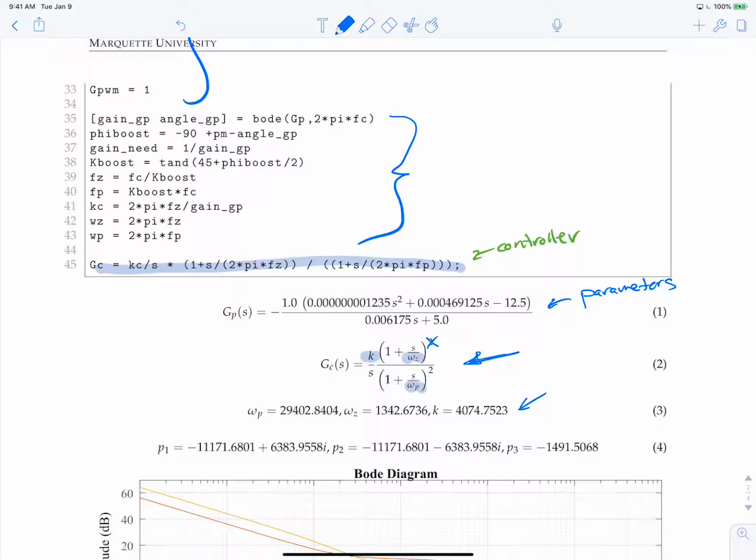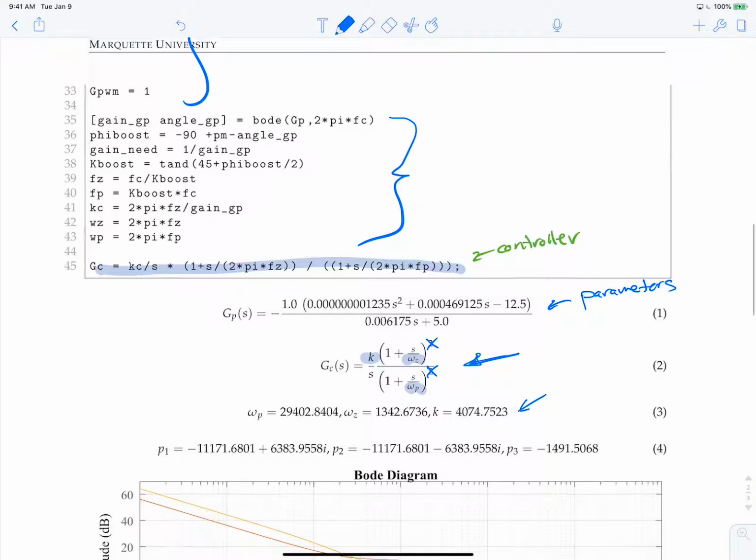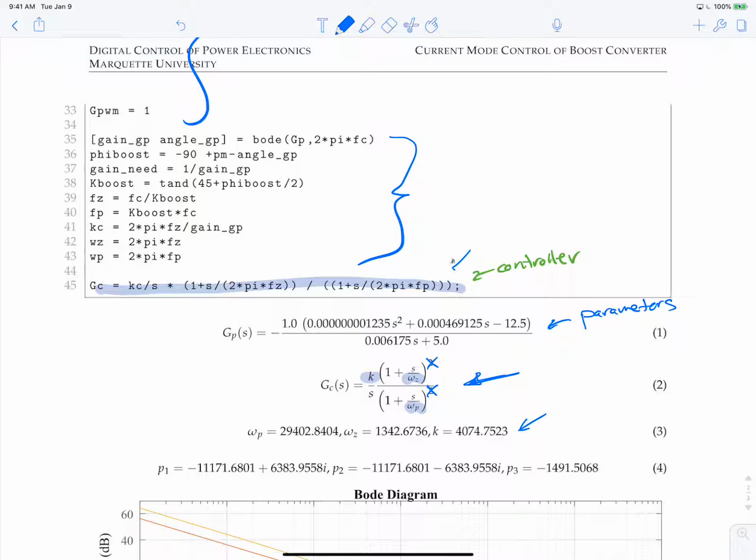And there is a slight mistake here. These squares should not be here, which is highlighted in line 45. There are no squares here, so that is a mistake. Just disregard that. Those squares are not there. We have one pole, one zero, and one integrator in current mode control.